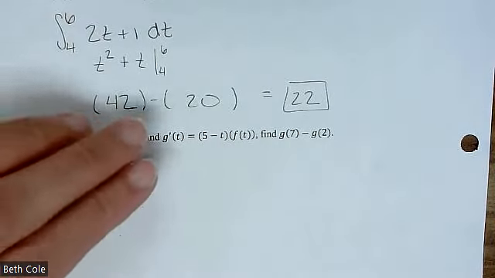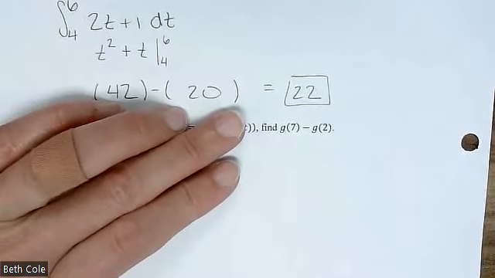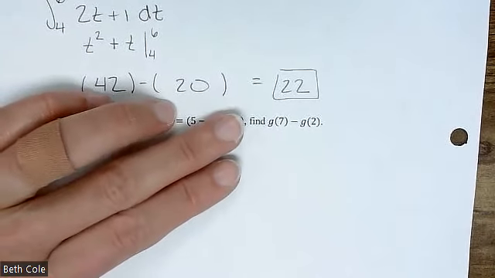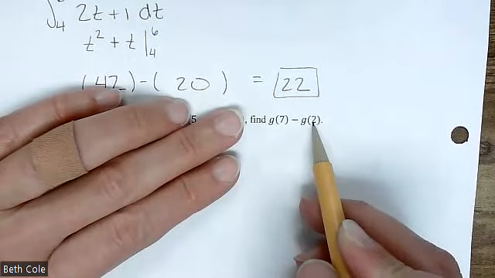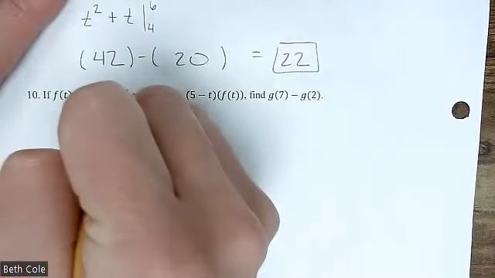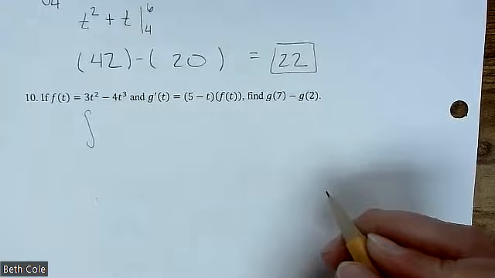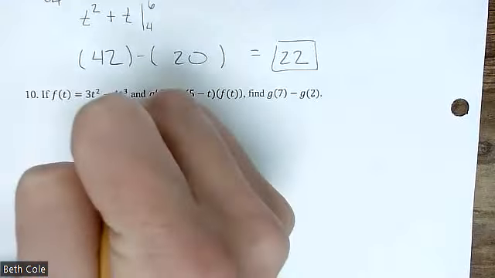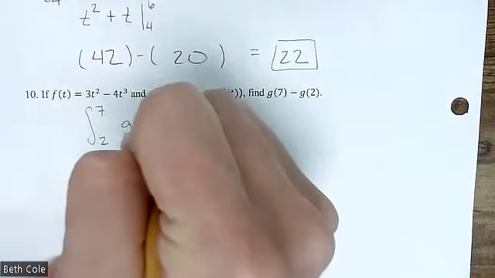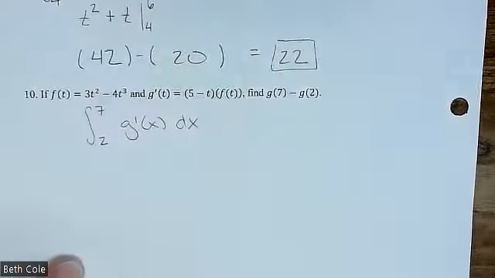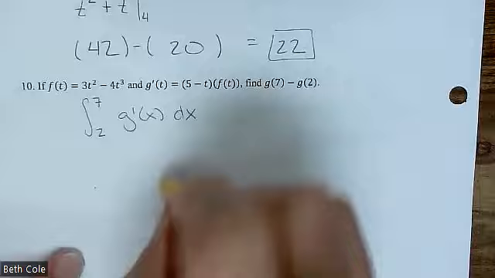All right, I'm going to ignore all of this. What they're trying to do is confuse you. Don't let them. Go to this find part. Find g of 7 minus g of 2. So it would be integral, what? 2 to 7. And what goes inside of there is the derivative. So I'm going to actually just write g prime for a second, or it should be t, I'm sorry.